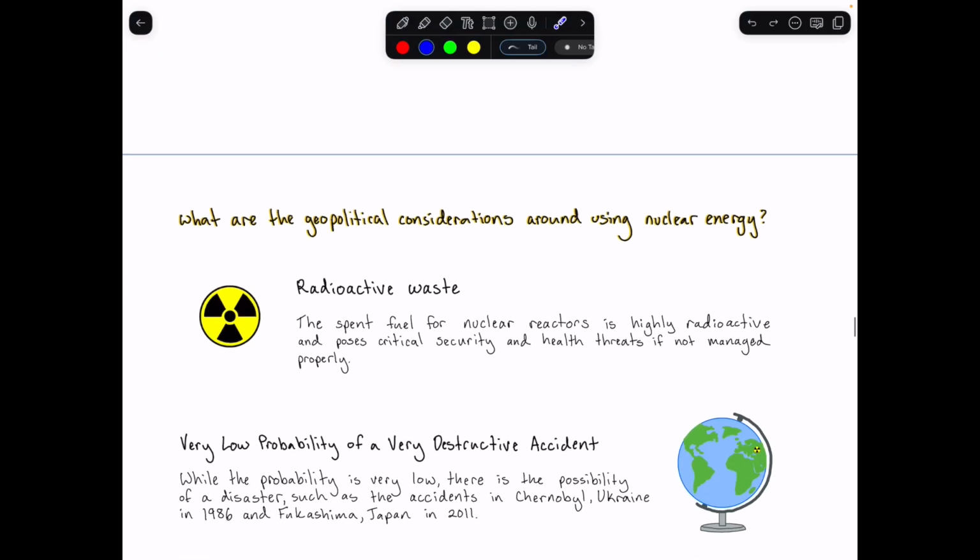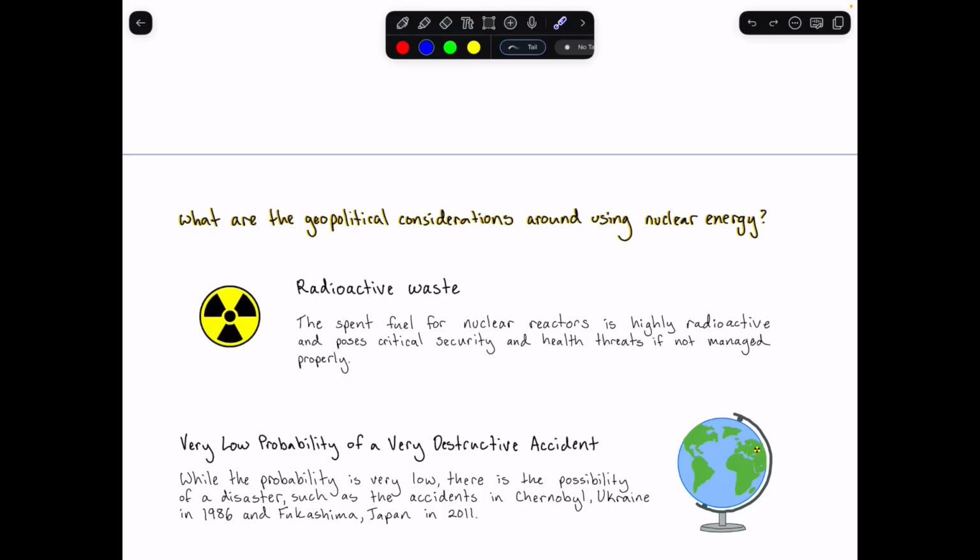Another geopolitical concern is that there is a very low probability of a very, very destructive accident. So one of the major concerns is the very small probability of extreme accidents. There have been 2 of these major accidents in world history. The first one was the Chernobyl disaster in Ukraine in 1986, and the Fukushima disaster in 2011 in Japan.